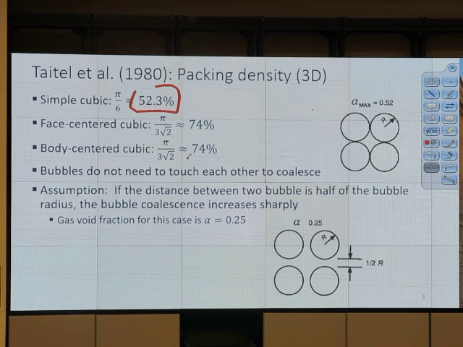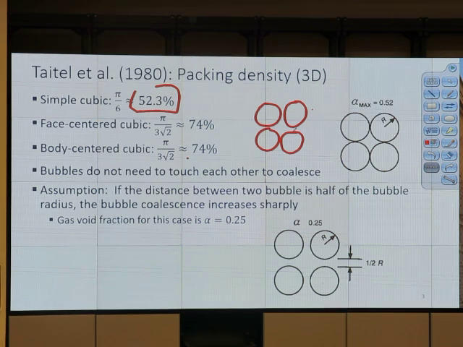They think about, for bubbles to coalesce or merge, what is the tightest packing, what is the maximum alpha that we can put them together? But eventually they say, hey, look, it doesn't need the bubbles to be packed closely in order to merge. They say, okay, if we have a gap of half of the radius, it can merge. And that happens to be alpha equal to 0.25. Below 0.25, it doesn't merge. But if we have more than 0.25, it kind of merges.